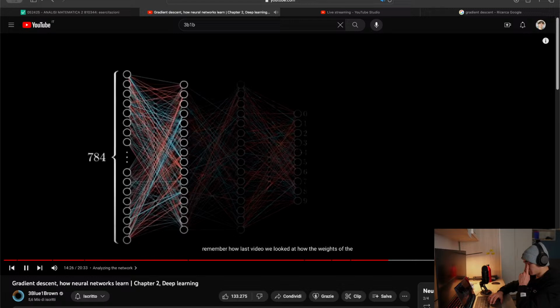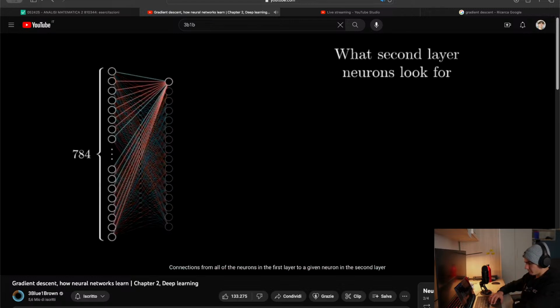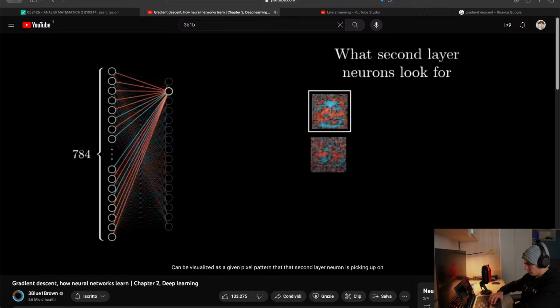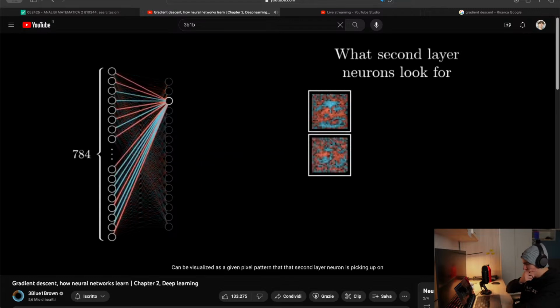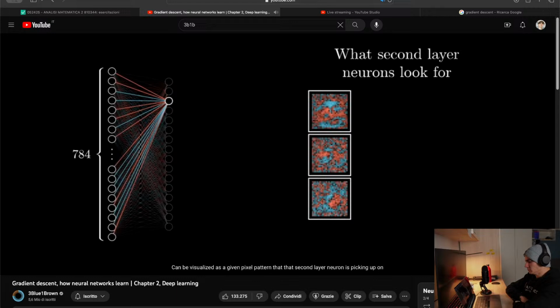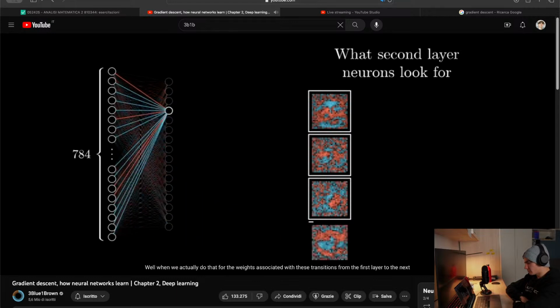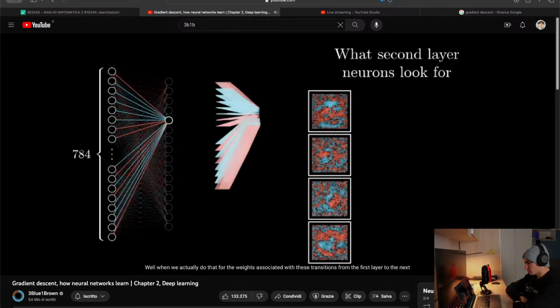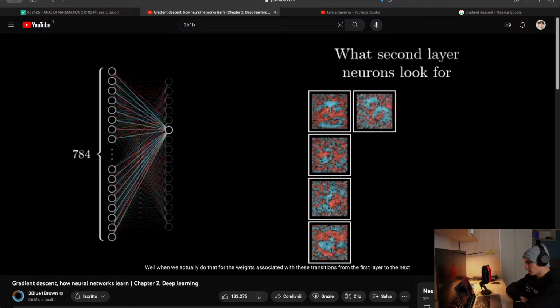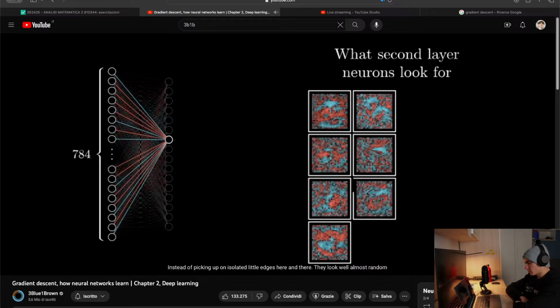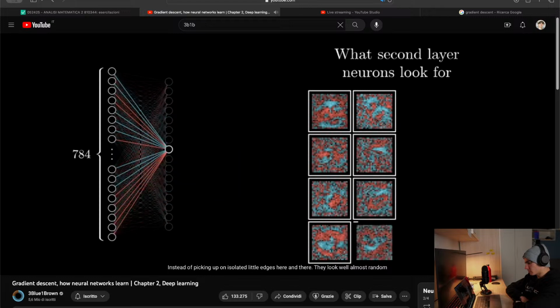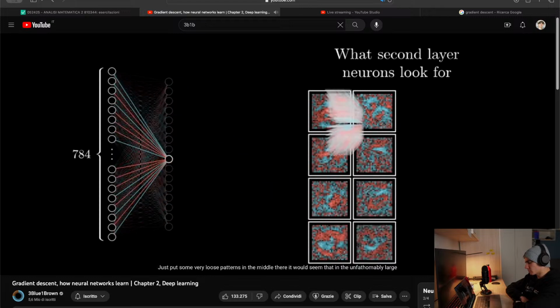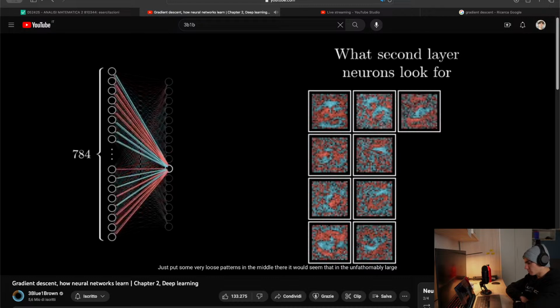Remember how last video we looked at how the weights of the connections from all of the neurons in the first layer to a given neuron in the second layer can be visualized as a given pixel pattern that second layer neuron is picking up on? Well, when we actually do that for the weights associated with these transitions from the first layer to the next, instead of picking up on isolated little edges here and there, they look, well, almost random, just with some very loose patterns in the middle there.